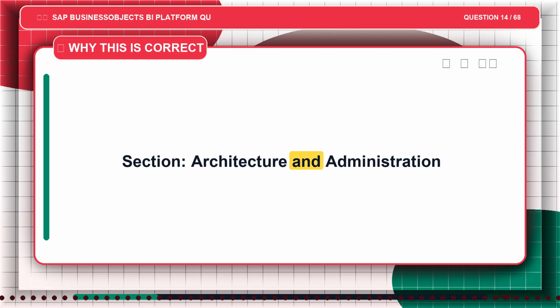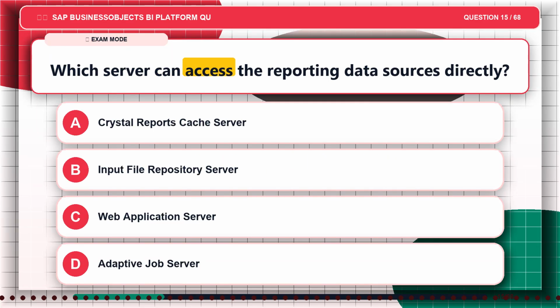Section, Architecture and Administration. Question 15. Which server can access the reporting data sources directly? Option A, Crystal Reports Cache Server. Option B, Input File Repository Server. Option C, Web Application Server. Option D, Adaptive Job Server.